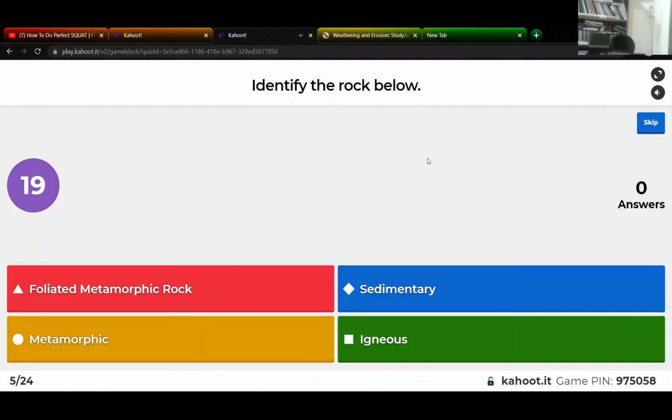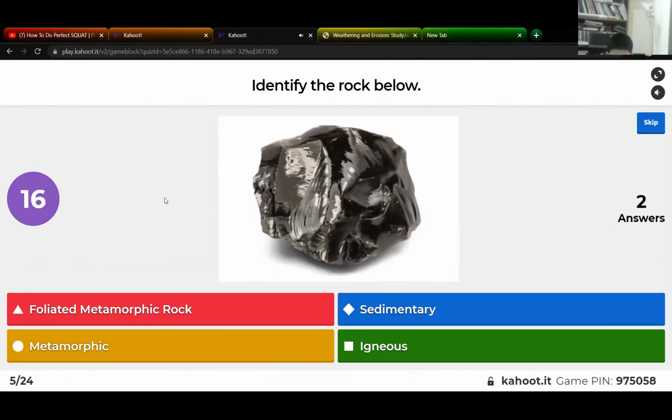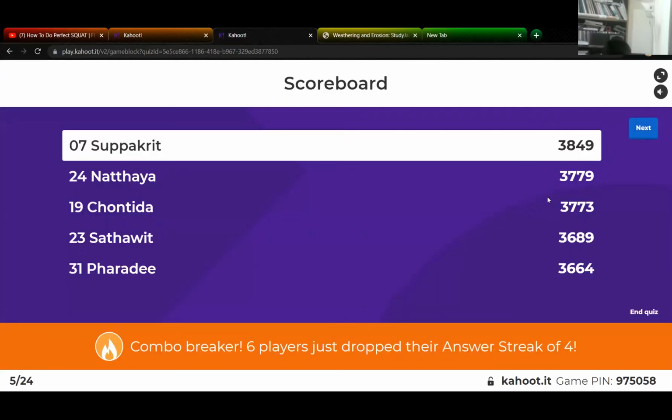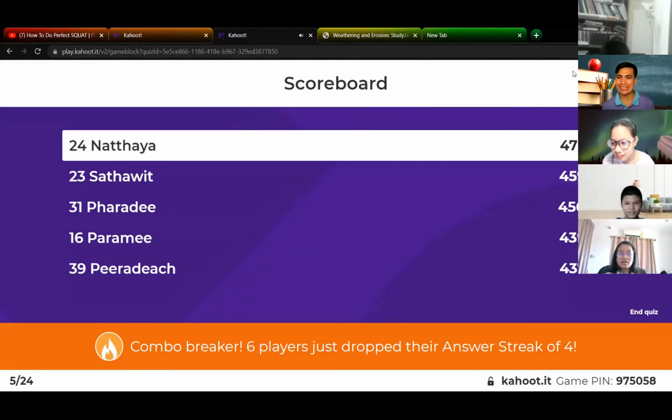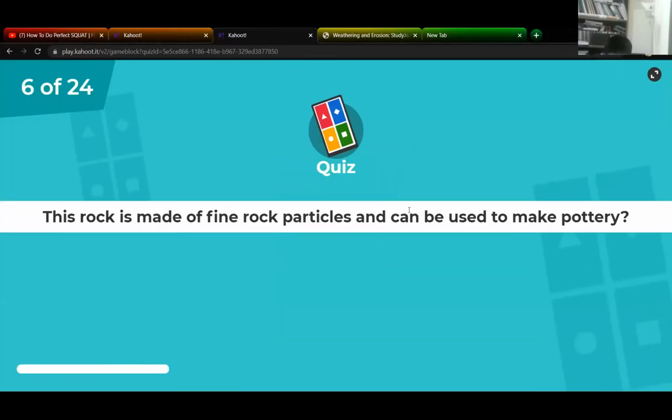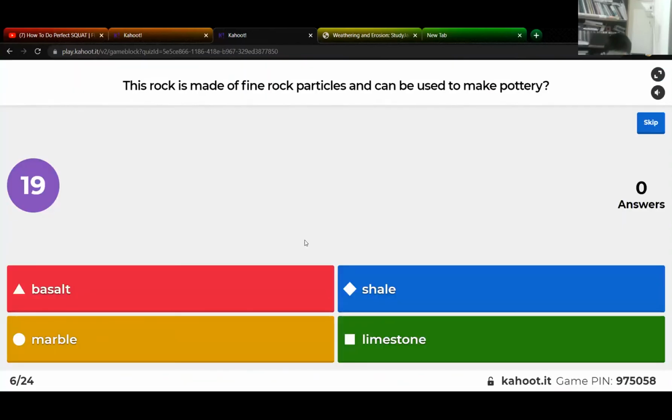Identify the rock below. What rock is this? Is it an igneous, sedimentary, metamorphic, or foliated metamorphic rock? Okay, it is an igneous rock. Why did you answer foliated metamorphic rock? That is an obsidian. What is the name of that rock? Obsidian. That is not a metamorphic rock. Nataya is the winner now. Oh, good job. Supakrit, go on so that you will be back in top 5.